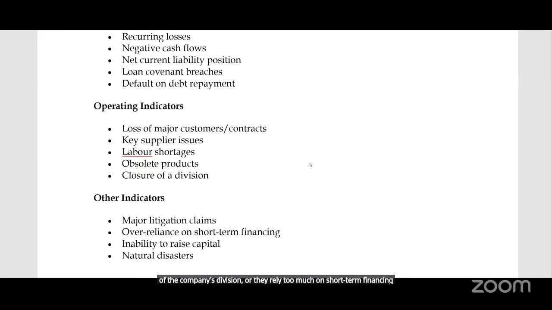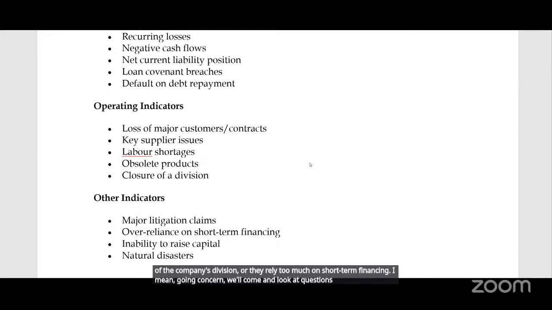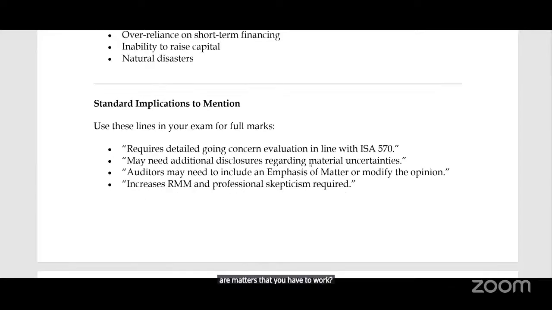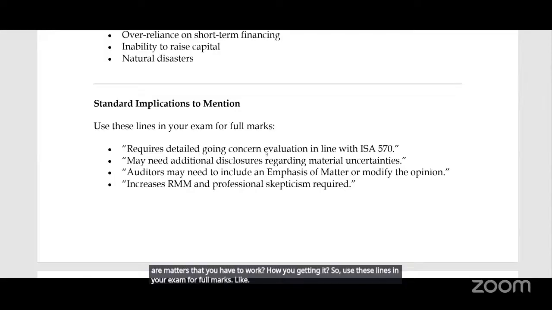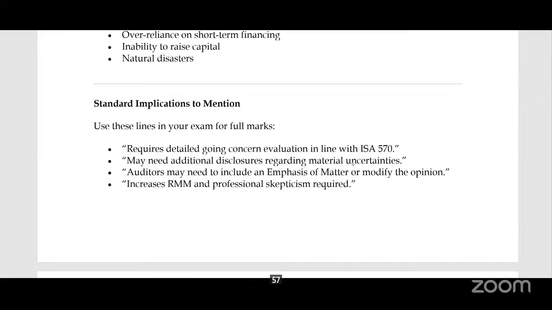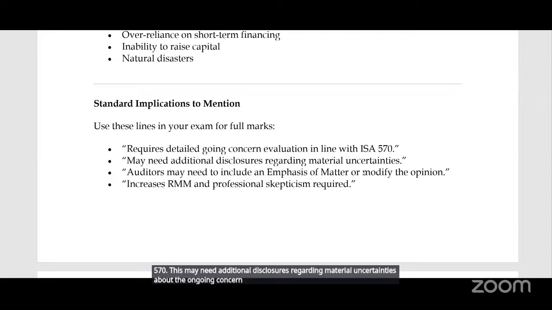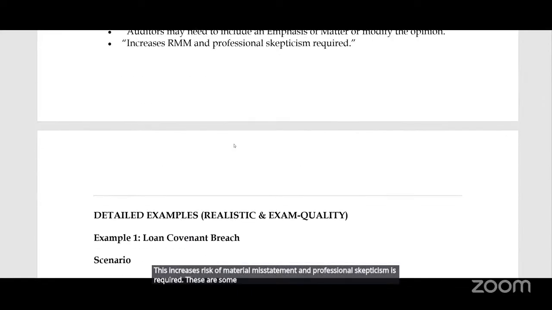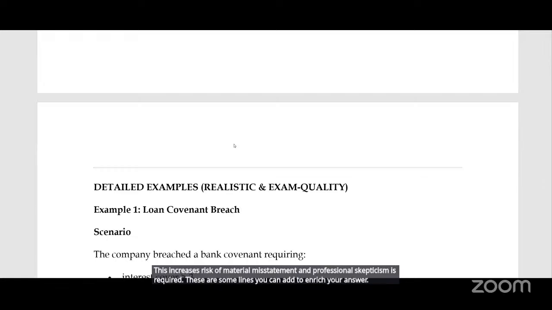I mean, going concern, we'll come and look at questions on going concern, but these things too are matters that you have to consider. Are you getting it? So use these lines in your exam for full marks. Like this requires detailed going concern evaluation in line with ISA 570. This may need additional disclosures regarding material uncertainties about their going concern. Auditors may need to include an emphasis of matter paragraph or modify the opinion. This increases risk of material misstatement and professional skepticism is required. These are some lines you can add to enrich your answer. Are we okay?